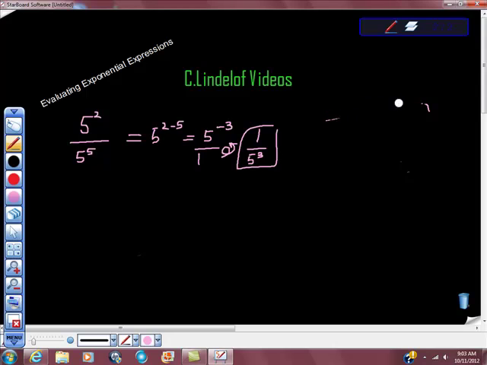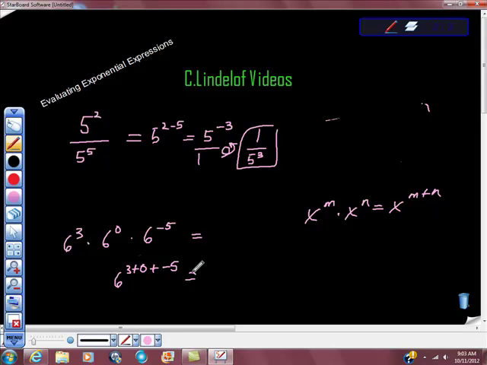Question 2 was 6 to the third times 6 to the 0 times 6 to the negative 5. What rule are we supposed to use here? x to the m times x to the n is equal to x to the m plus n. So that's what I'm going to do. This is 6 to the 3 plus 0 plus negative 5, which is 6 to the negative 2, which is equal to 1 over 6 squared. Answer. Good? The next one I hope was even easier.